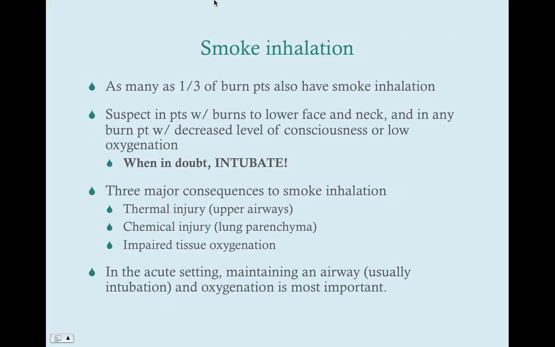Okay. So smoke inhalation is going to be really important, especially if you plan on going into the ED, because as many as 30 to 40% of burn patients will also have smoke inhalation to a certain degree. And it's going to vary based on whether they were trapped in a burning house or if they stuck their hand in a fire and burnt their arm. You know, so you got to use your noggin here. Not all burn patients are going to have smoke inhalation. And based on the history, that's going to help you determine whether the patient probably has smoke inhalation or not.